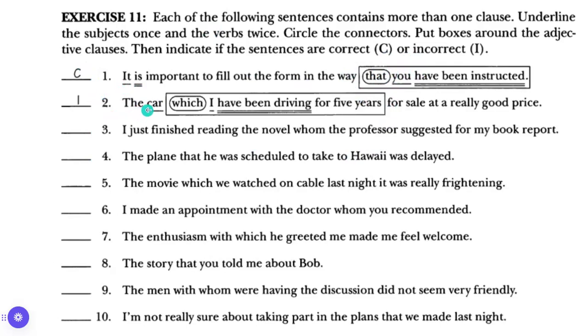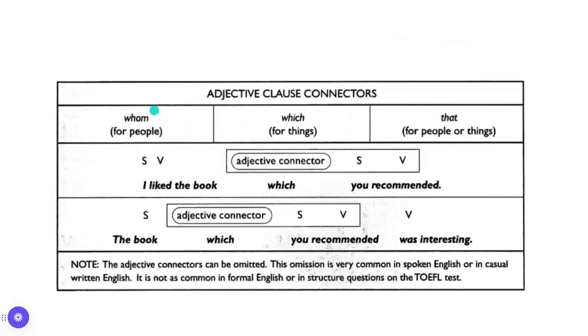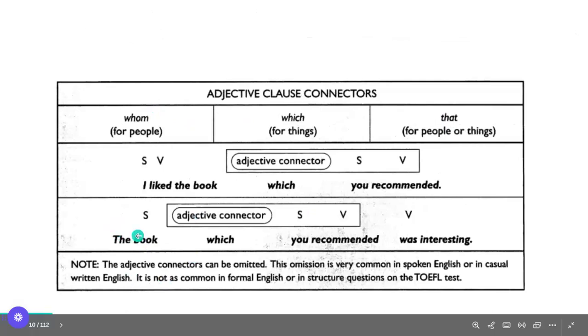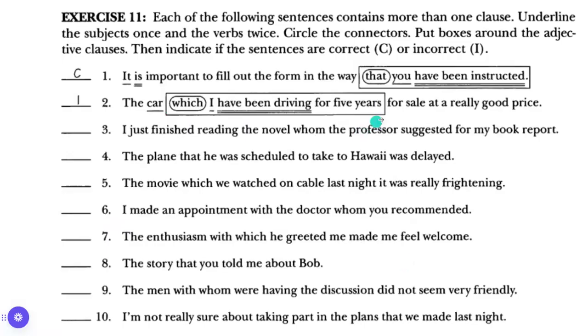Number 2, the car, noun, which I have been driving for 5 years, for sale at a really good price. I have my noun here. It is following this structure. Noun, my subject, and my verb. But that doesn't happen here. I have the car for sale. I have no verb. That's why this sentence is incorrect. Okay, so continue on your own and then we will check all together. I'll give you 3 minutes.